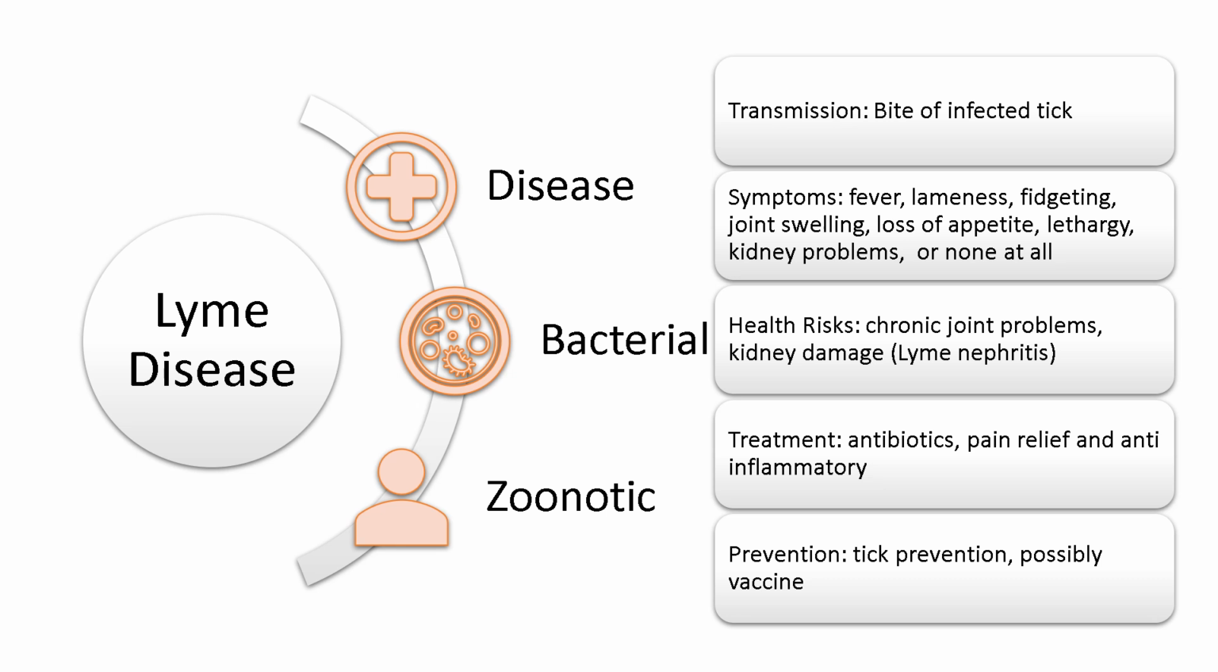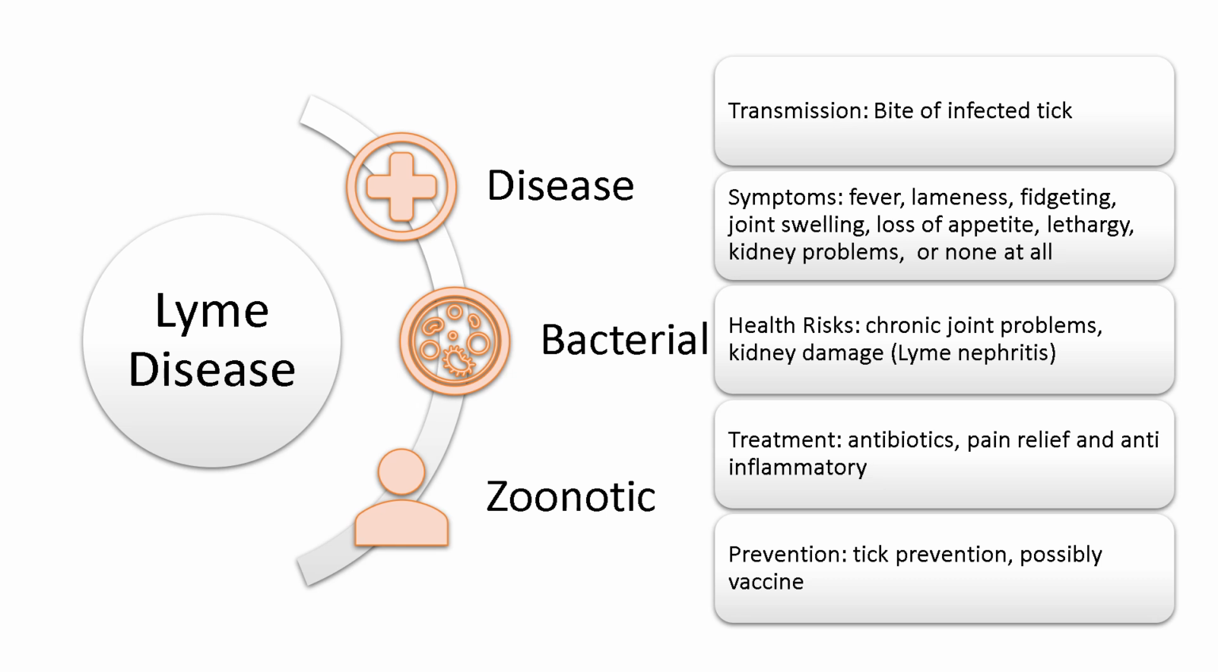Symptoms of Lyme disease in dogs include fever, lameness, often shifting between limbs, joint swelling, loss of appetite, lethargy, and in some cases, kidney problems. Some dogs may show no symptoms at all. If left untreated, Lyme disease can lead to chronic joint problems, kidney damage, and long-term health issues. The disease can be serious, especially if it affects the kidneys.